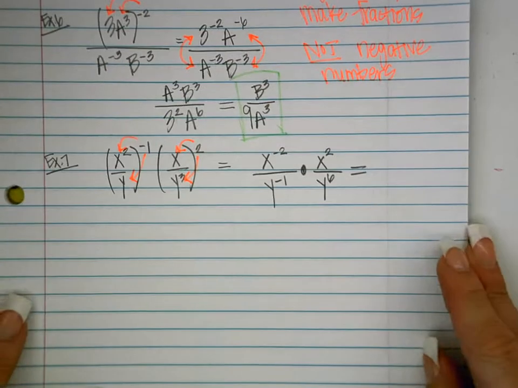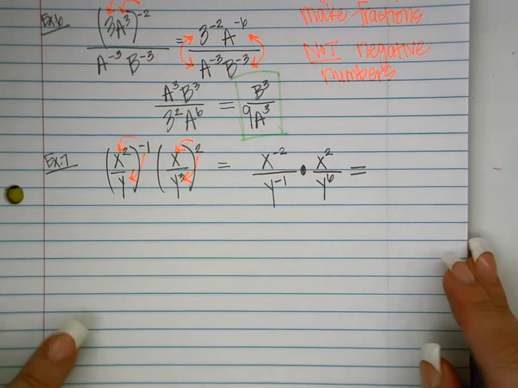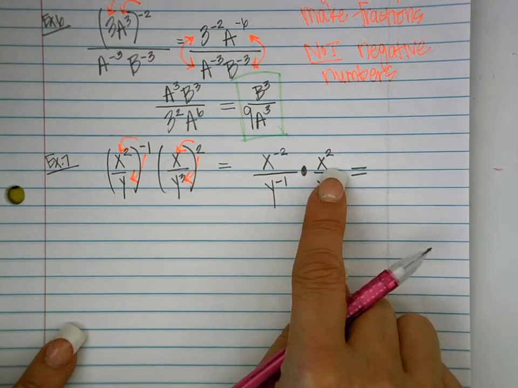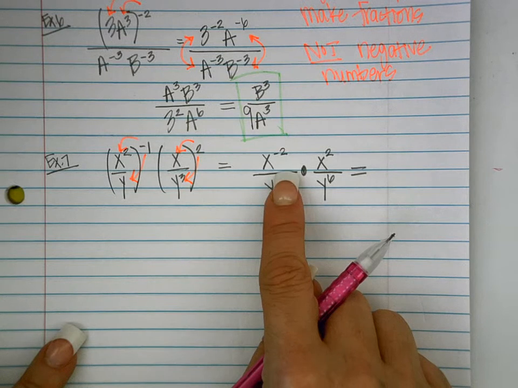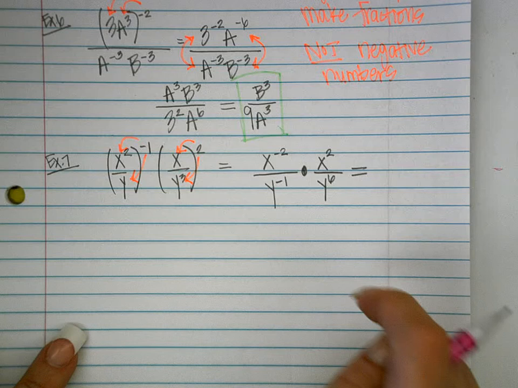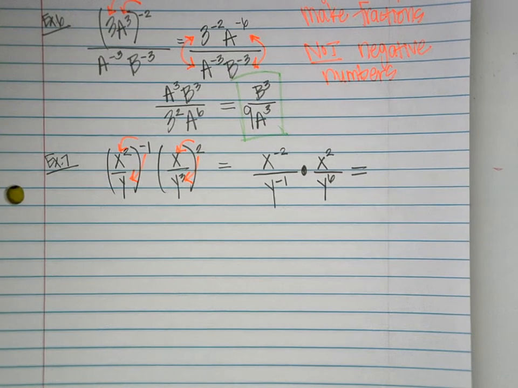Then, since I have these next to each other, what do I do with them? Do I add their exponents or multiply them? This is an add problem. So what's x to the negative 2 multiplied by x squared? What do I do with our exponents? What happens? They go away, so it becomes x to the 0, which is really 1.